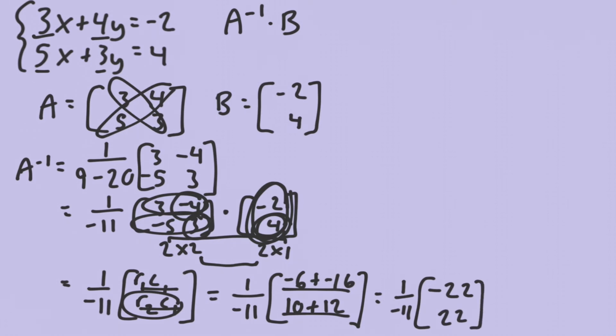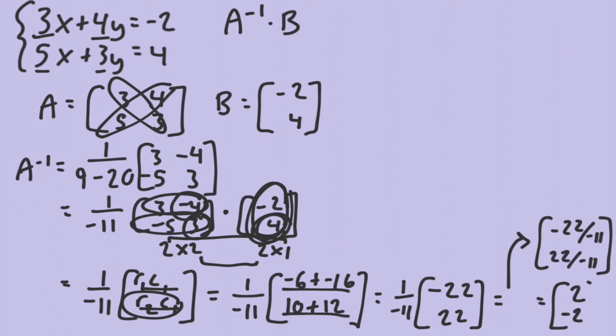And now we can distribute the negative 1/11 in. So that gives us negative 22 over negative 11 and 22 over negative 11, which is negative 2. So this would be our answer, meaning x is 2 and y is negative 2.